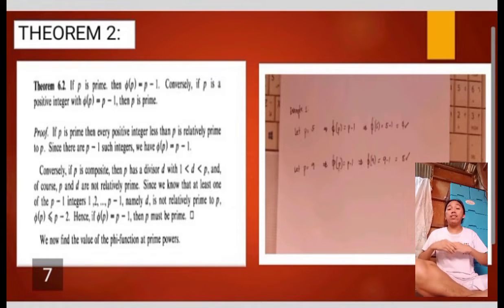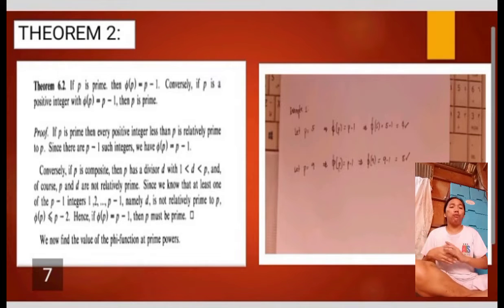Then we have the second example. Let's say that p is equal to 9, and we know that 9 is composite because it has 6 factors. These are positive and negative 1, positive and negative 3, and positive and negative 9. So it has 6 factors. So we have phi of 9 is equal to 9 minus 1, it is equal to 8.